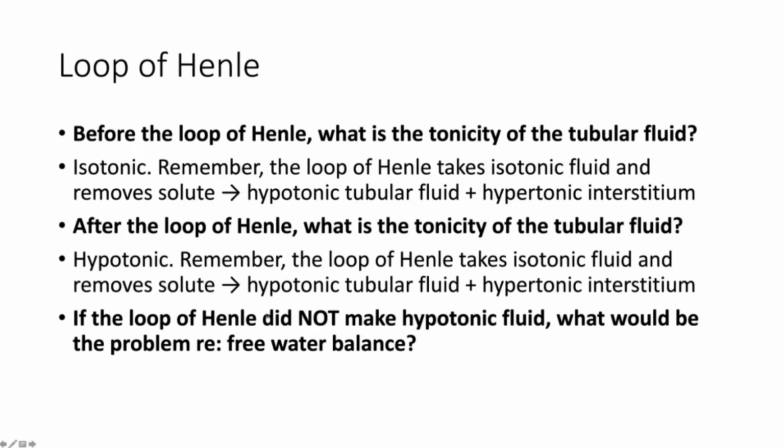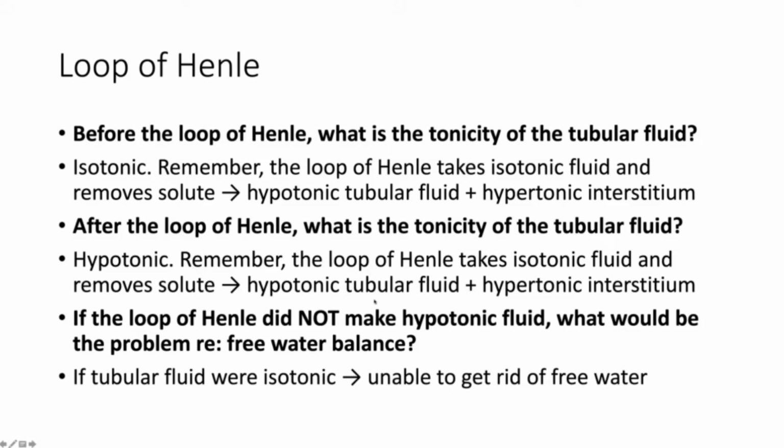Great. And so if the loop of Henle did not make hypotonic fluid, what would be the problem regarding our free water balance? If the loop of Henle made hypotonic fluid, you wouldn't be able to reabsorb water in the collecting duct. Actually, you could reabsorb water. What could you not do? Not entirely sure. You couldn't get rid of free water.